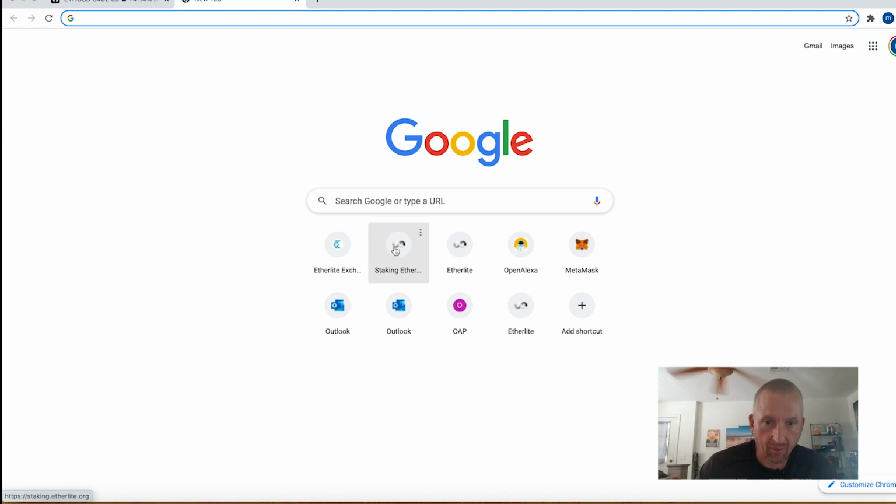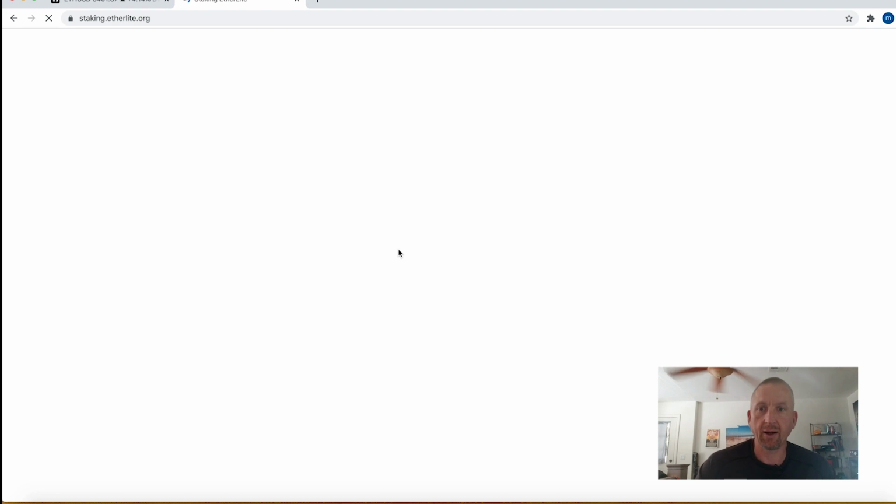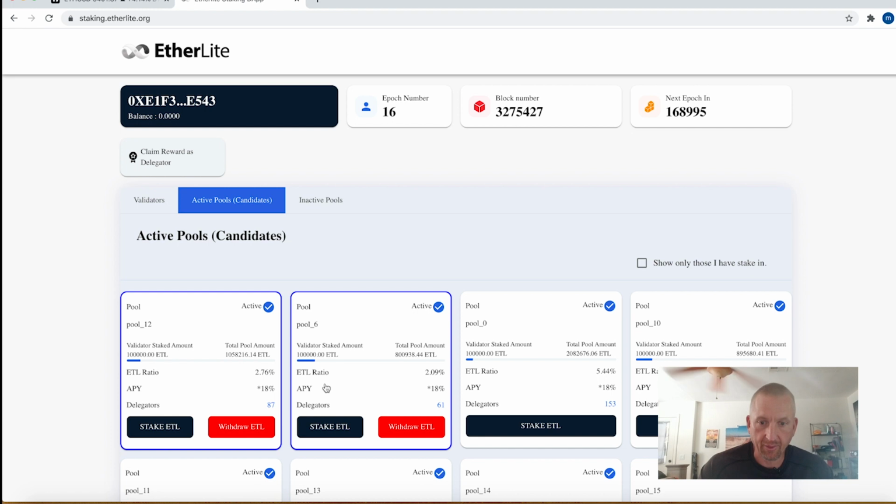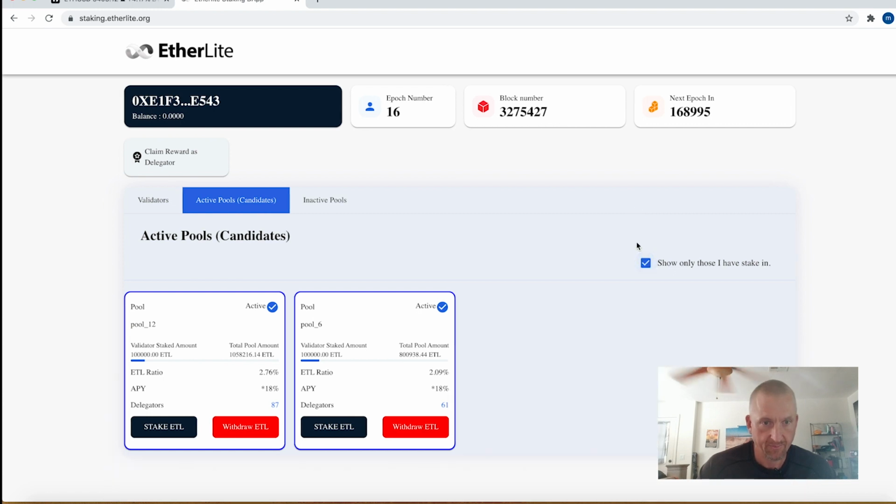So if you guys have watched the staking video, let's just do a quick update here. We go to Etherlite Staking, we're a connected wallet, and now we click our active pools. Actually, I'm going to click this button here. Give me a second, it's taking a minute. We're in Epoch 16 now. Here we go. So here are my 2 pools that I have about 20,000 ETL in. I'm going to click on this button, show only pools that I have a stake in. It's super slow today.